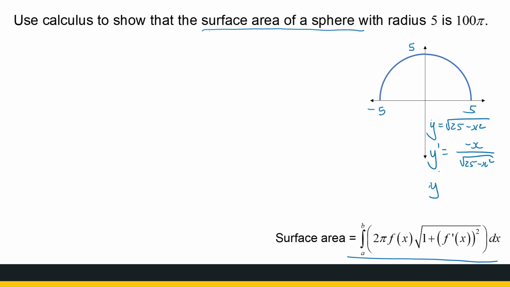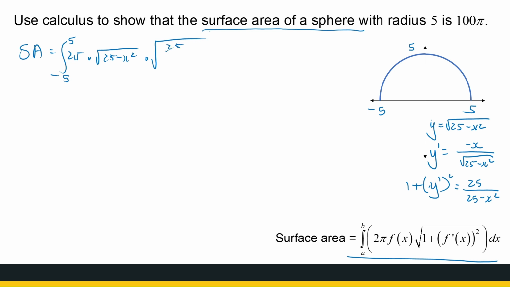And we already saw in the arc length section that if I've got 1 plus that derivative squared, that gets me to 1 plus x squared over 25 minus x squared. If I make it one term, I get 25 over 25 minus x squared. So let us see. Using calculus, the surface area is then going to be the integral from minus 5 to 5 of 2 pi times the function, which is the root of 25 minus x squared, times the square root of 1 plus the derivative squared. So the square root of 25 over 25 minus x squared, everything dx.